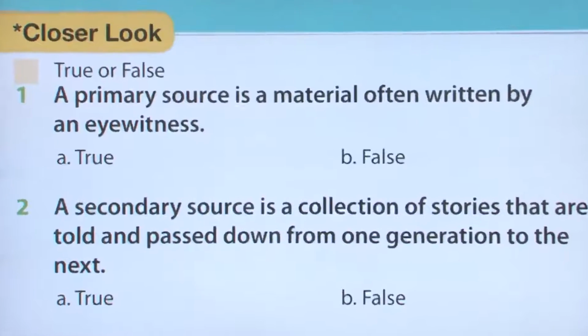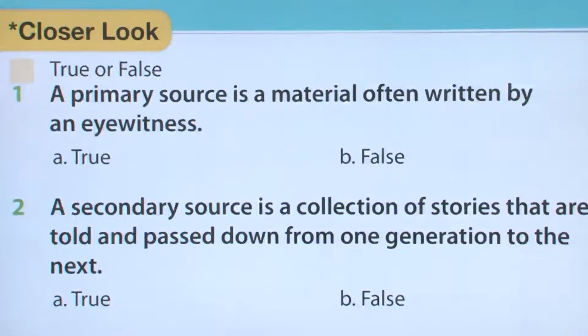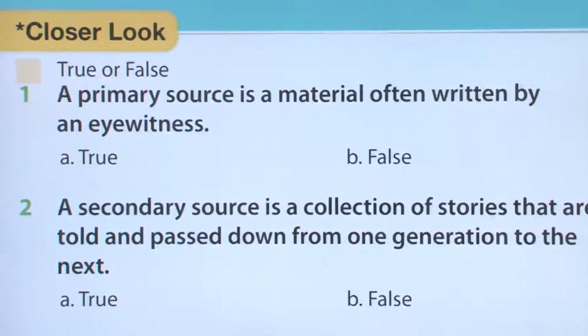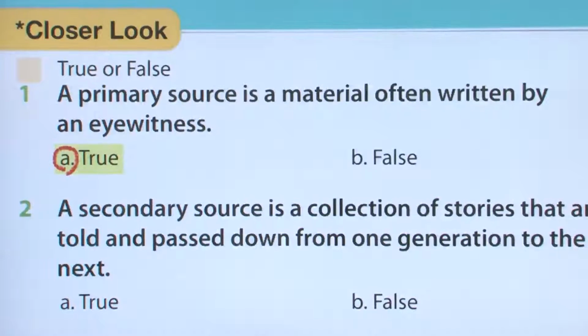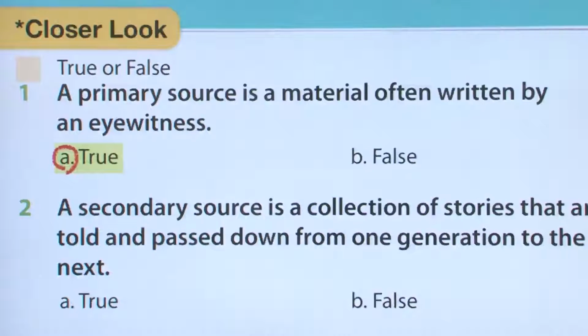True or false? Question 1. A primary source is a material often written by an eyewitness. Is this true or false? This statement is true. A primary source is often written by an eyewitness. However, sometimes it is simply written by somebody living during those times, experiencing the same things.